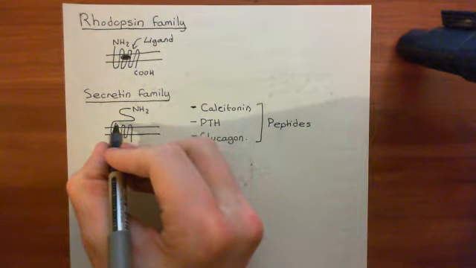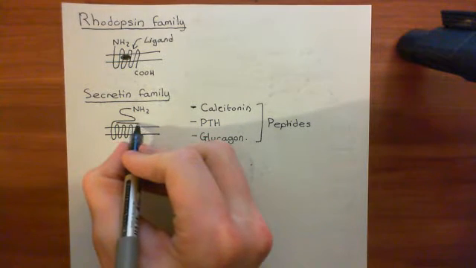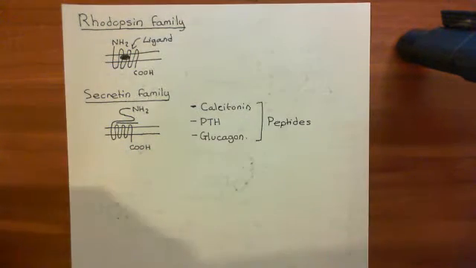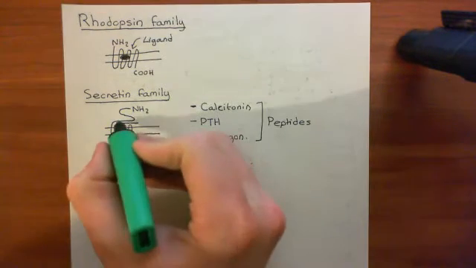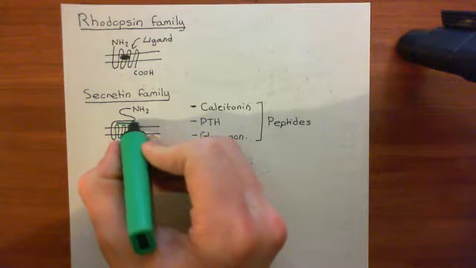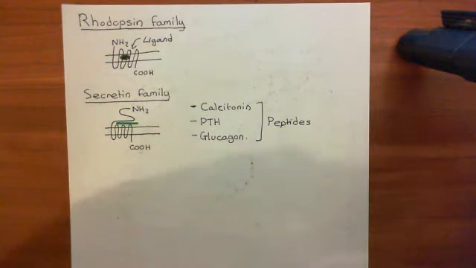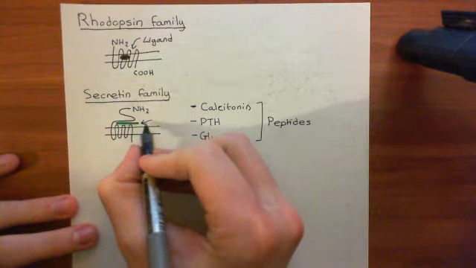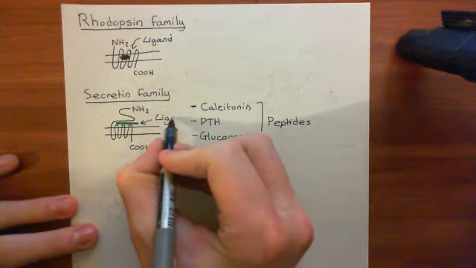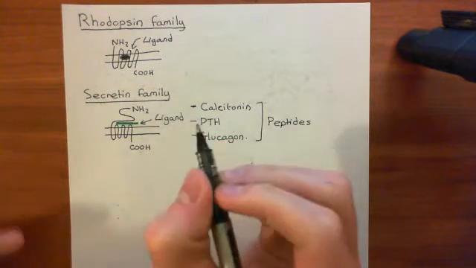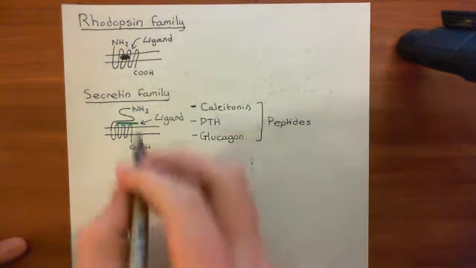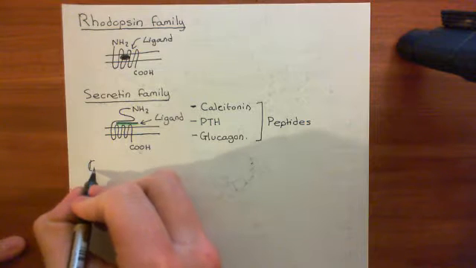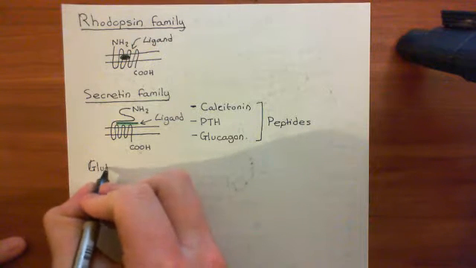Okay, and where does this ligand bind? Well, basically it binds in this space between the amino terminal domain that is on the extracellular side and the 7 membrane-spanning alpha helices which are within the plasma membrane here. Okay, so this is where the ligand binds in the case of secretin family G protein coupled receptors. Okay, so this is our second family complete. Let's go on. Let's now talk about the glutamate family of G protein coupled receptors.